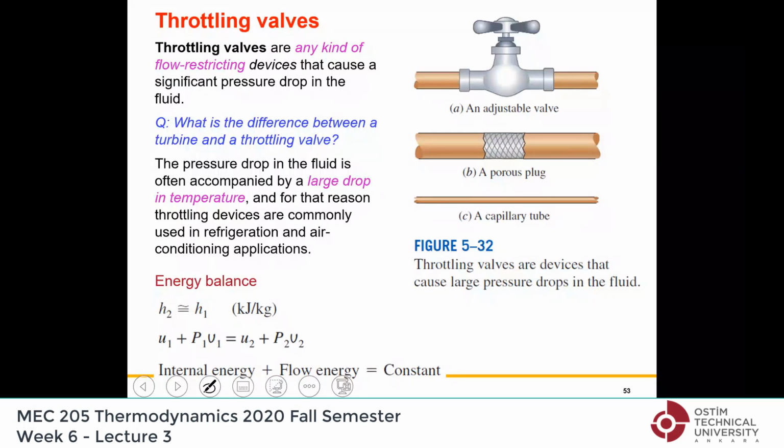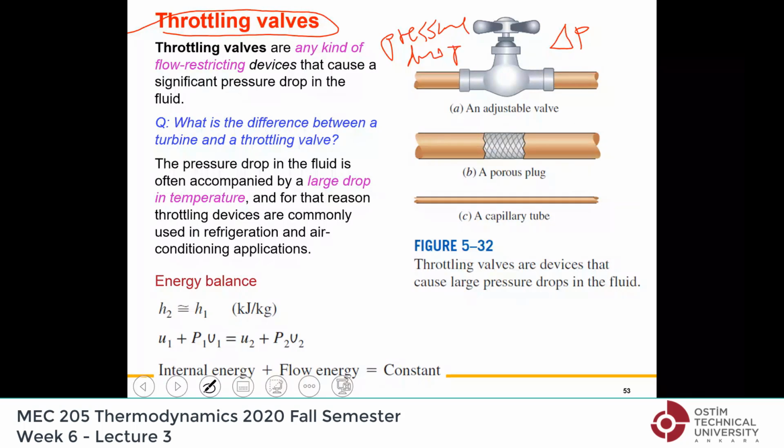Okay, another device, throttling valves. Now, if you look at your refrigerator, you have a throttling valve or capillary tubes to drop the pressure. Okay. Sometimes you have devices, valves, or some kind of resistance to flow. What they do is they cause a large pressure drop. So they drop the pressure.